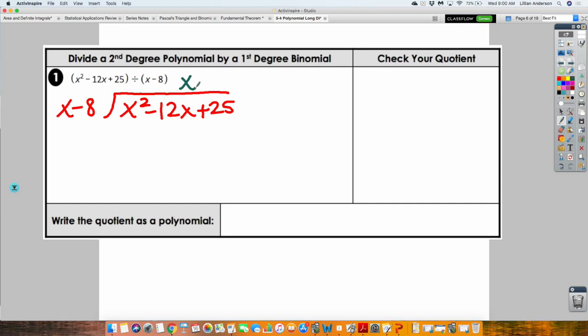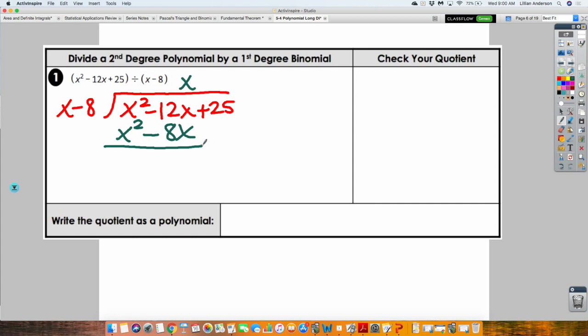So once we figure out that top part, remember we used to have to take that top and multiply it by the divisor. And we're multiplying it by the entire divisor. What's x times x? This should always be the same. And then what's x times negative 8?